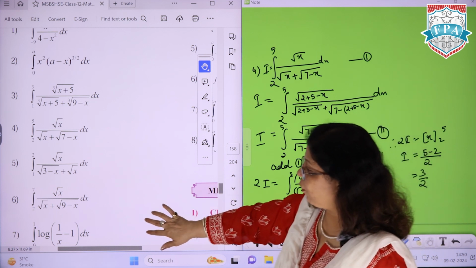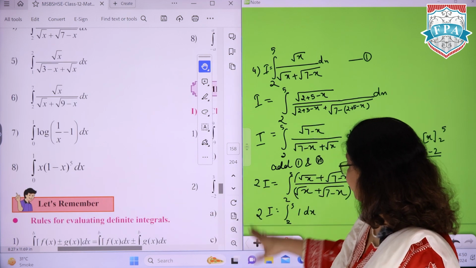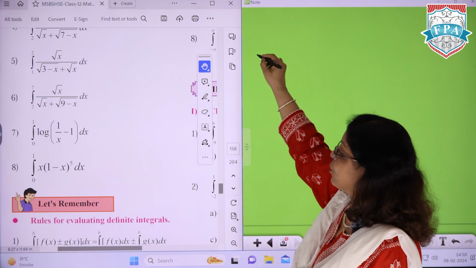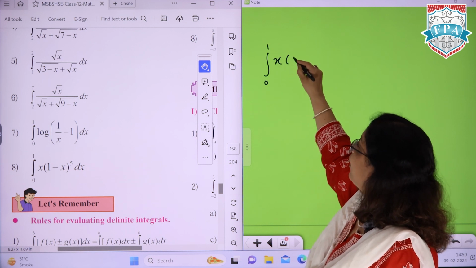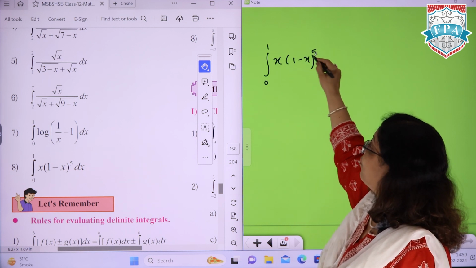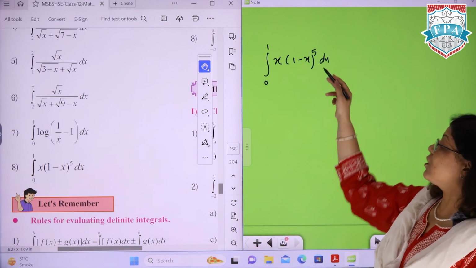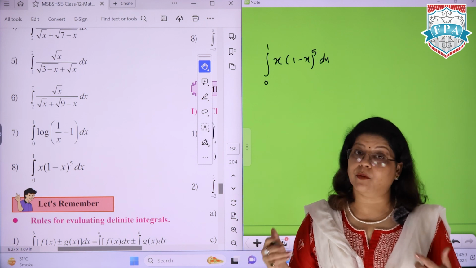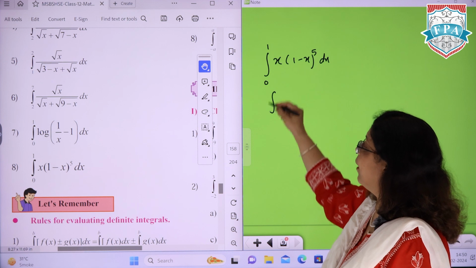One more question we are going to do in the same property consideration. Let's say the last question here, question number 8: integral 0 to 1 of x (1 minus x) to the power of 5 dx. Now if you take the question normally, 1 minus x to the power of 5, if you open it there will be 6 terms, and the question will become very difficult. So what will we do?